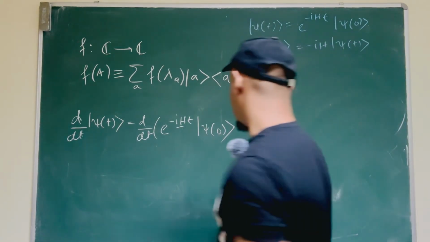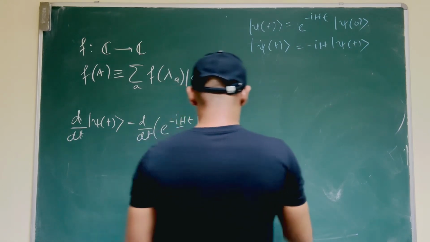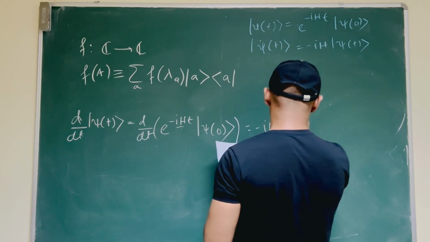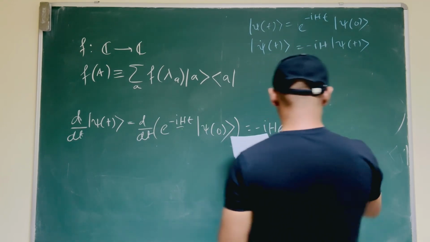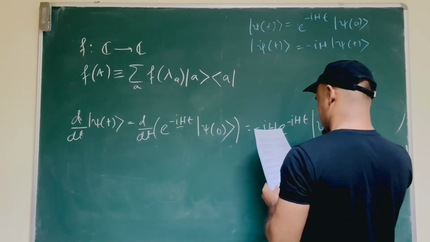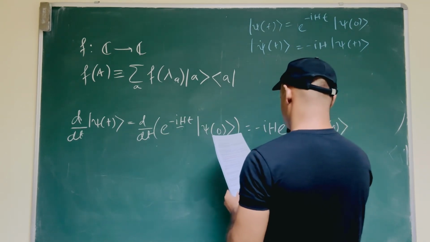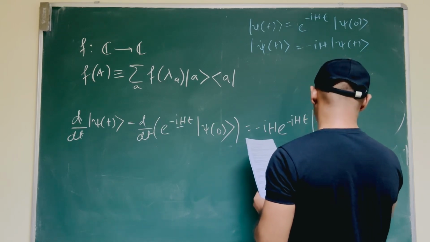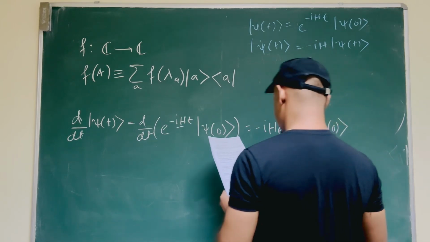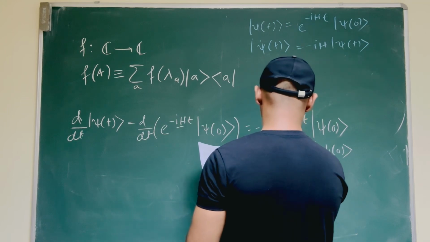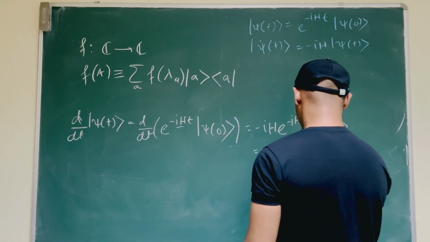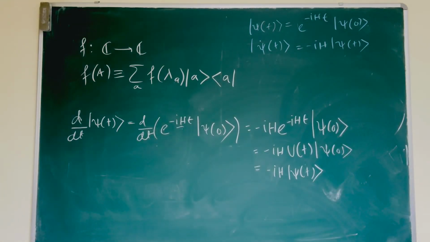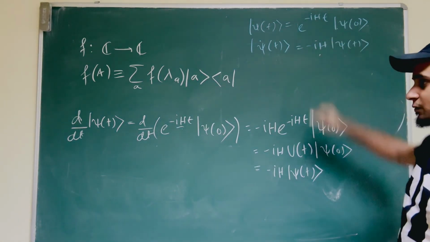So I can just take this thing out, which is like e to the power minus iHt psi 0, just minus iH Ut psi 0, and that is just minus iH of psi t. Okay. So using this one, we proved this one.